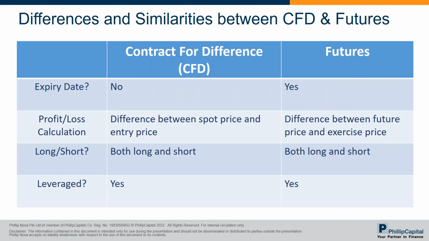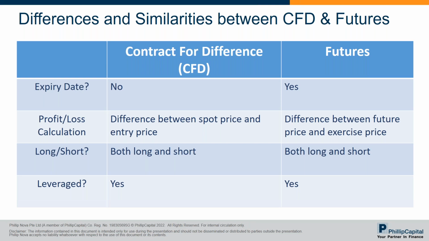Let's look at some differences and similarities between CFD and futures, because I think futures is quite famous. Most of us know how they work, but CFD is a little bit different. CFD has no expiry date, and futures does have an expiry date, because whenever you buy any futures contract, it comes with an expiration date, and on the expiration date, you either have to take delivery or make delivery. But for CFD, when you enter into a CFD contract, you do not have to worry about taking delivery when it expires. There will be no expiry date, so you can hold it for as long as you want.